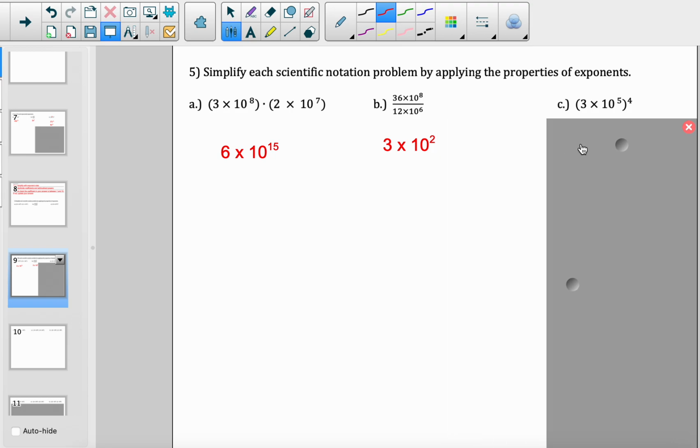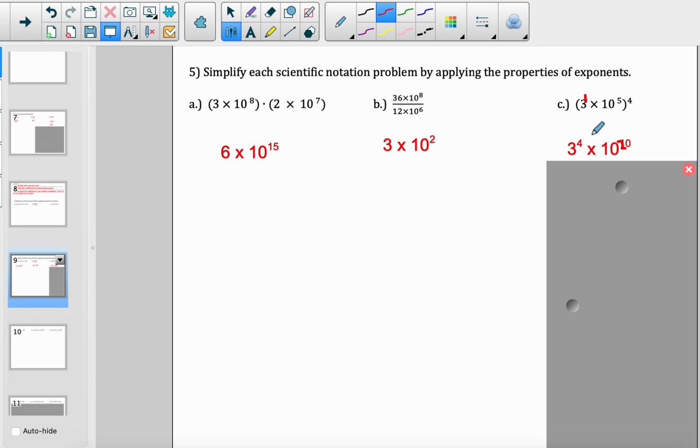And the third example here is 3 times 10 to the 5th all to the 4th power. So this 3 has a 3 to the 1st. We need to apply the power of 4 to that 1 and the 5. So remember, power to power multiply. So we're going to end up here, or start with, I should say, 3 to the 4th times 10. And I have a typo there. 5 times 4 is actually 20.